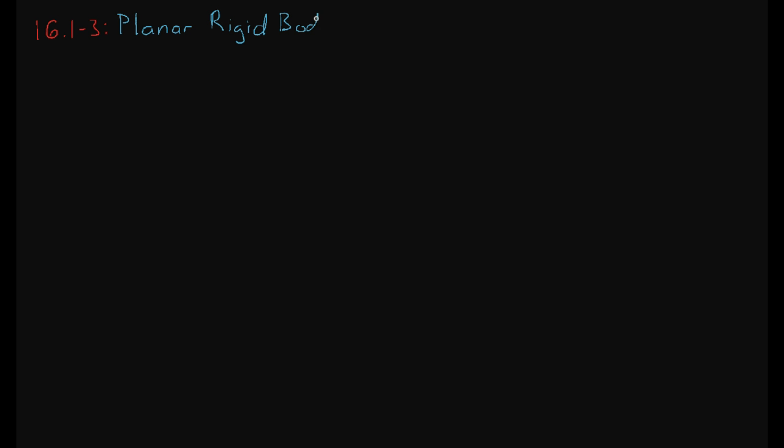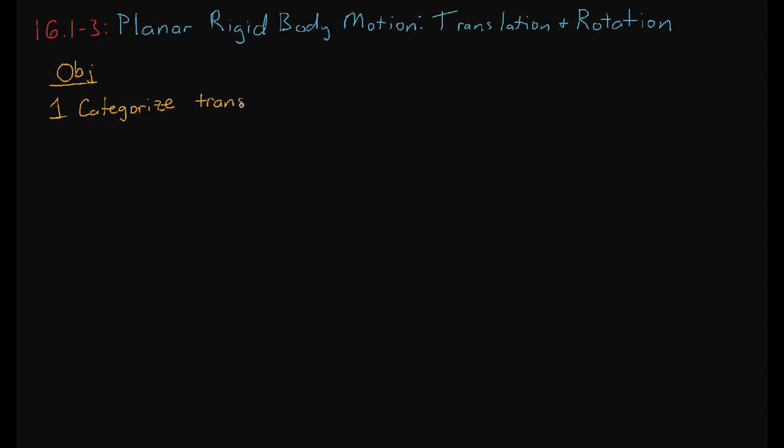16.1 through 3 covers planar rigid body motion, both translation and rotation. The objective that you're going to be learning today is how to categorize motion into translation, rotation, and general plane motion.